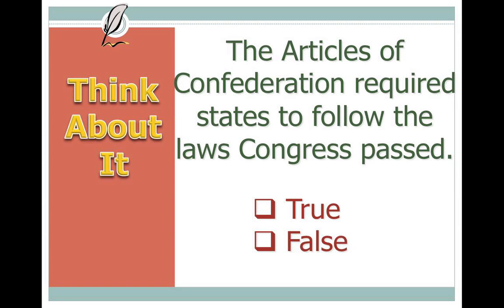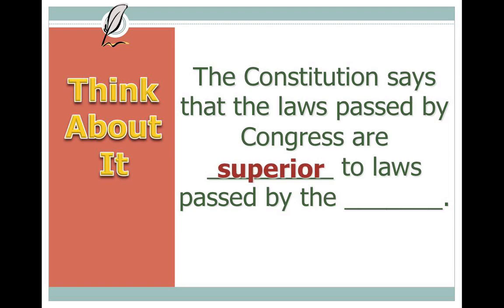The Articles of Confederation required states to follow the laws Congress passed. That's false. So the Constitution says that the laws passed by Congress are superior to the laws passed by the states. So if you give the national government the power to make laws, you're also giving Congress, that national government, power that's superior or stronger than the power of the states. So if the national government passes a law and it's under the power of the Constitution, the states have to follow that. Okay? And that's called the Supremacy Clause. The Supremacy Clause is that the national government is superior to the state government.